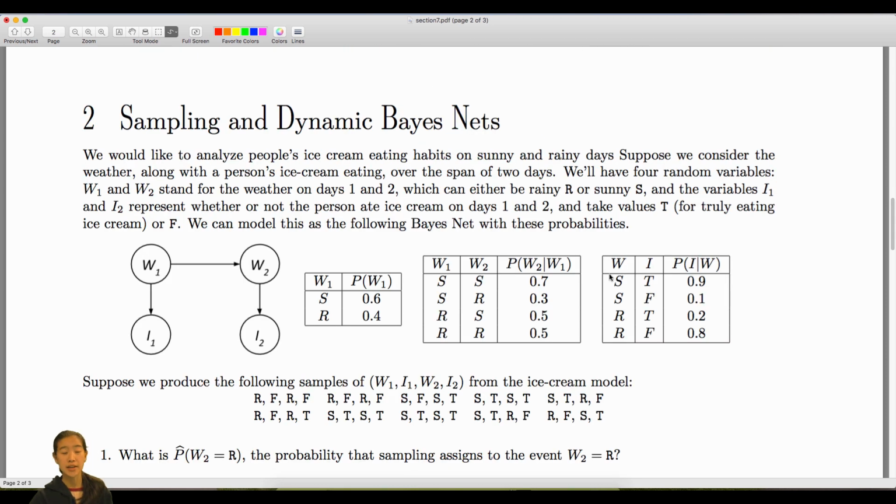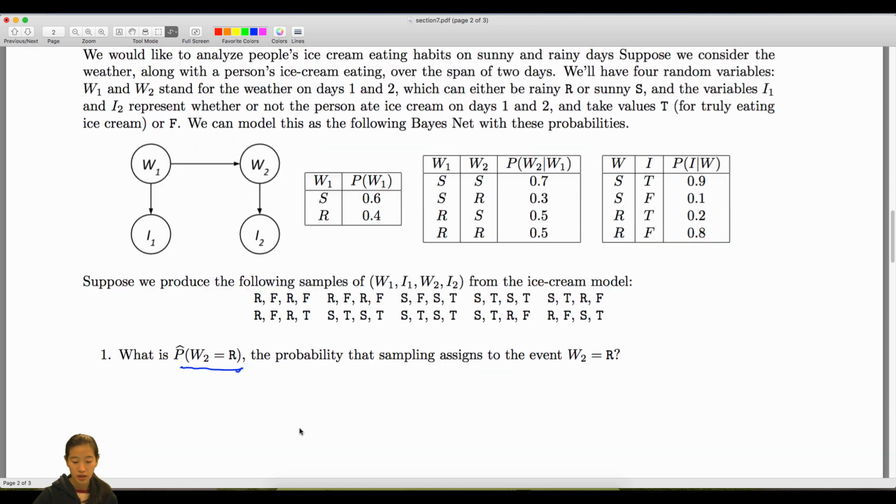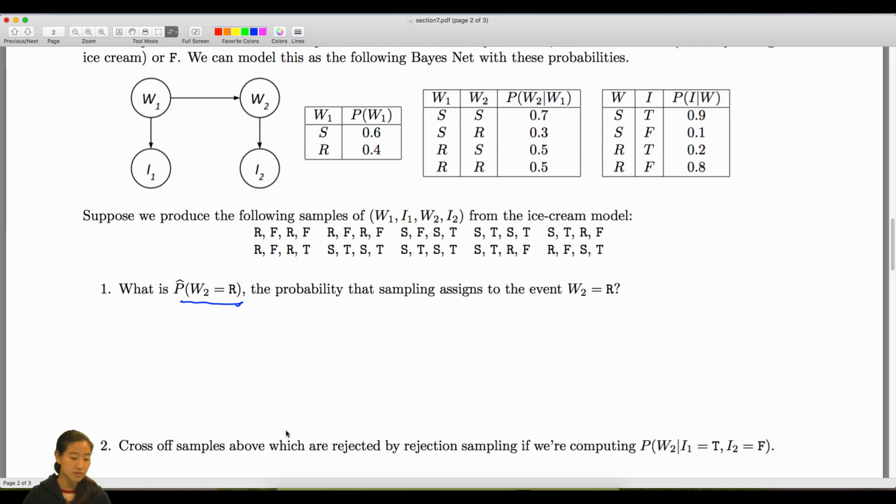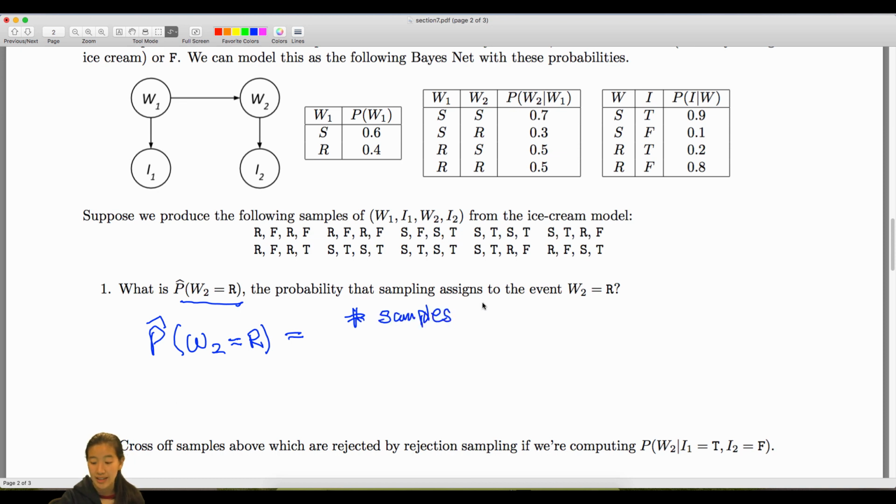Okay, so the next question that we're going to talk about is a sampling question. We're going to cover a few sampling techniques in this example. Let's start off with question 1. They want us to use these samples that they gave us here to calculate the estimated probability of W2 equals R. Very simply, the estimated probability, with a hat to indicate that it is estimated, is going to equal the number of samples that contain W2 equals R, divided by the total number of samples.